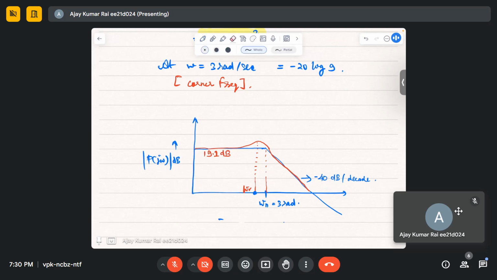Let me write this way, this will be more clear. It is 2.12 radian per second, where the magnitude is the highest.